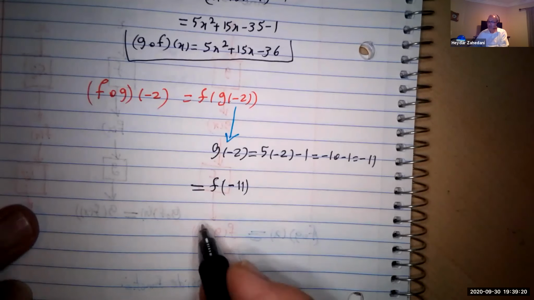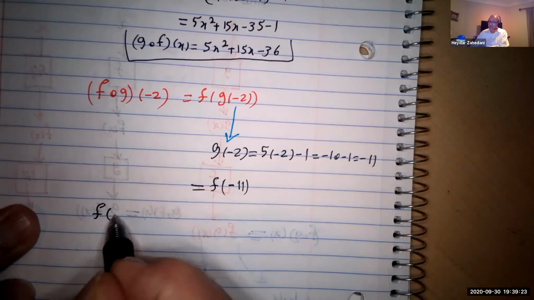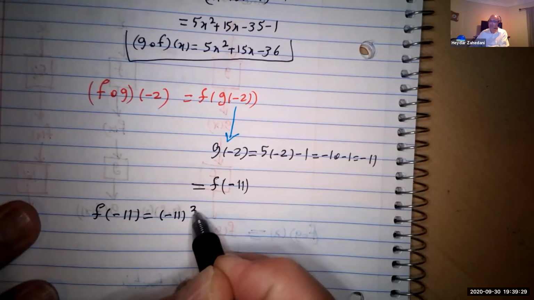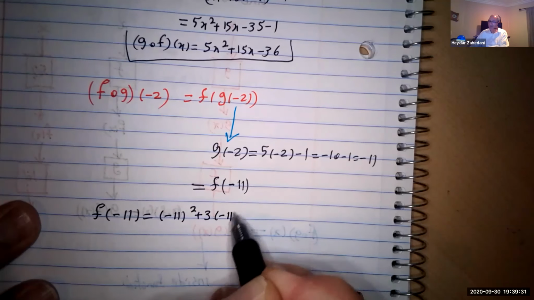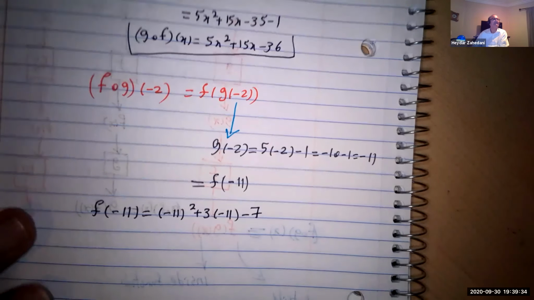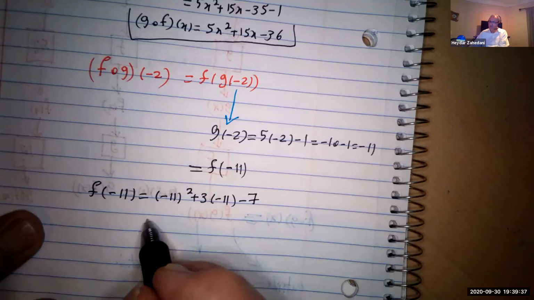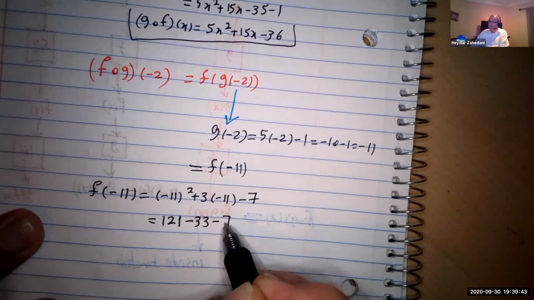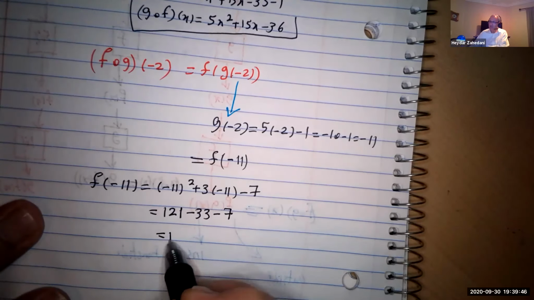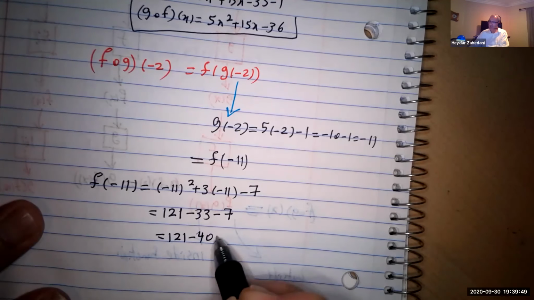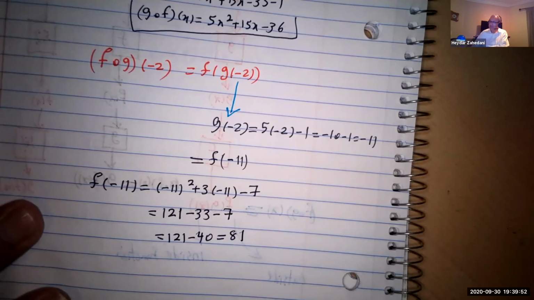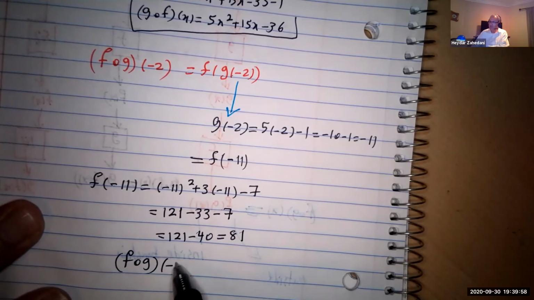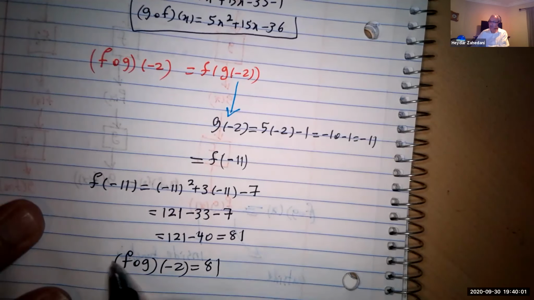Substitute. So f of negative 11, go to the f function, is going to be negative 11 squared plus 3 times negative 11 minus 7. Negative 11 squared is going to be 121. This is going to be minus 33, and this is going to be minus 7. So that gives me 121 minus 40, and the result would be 81. So f of g of negative 2 is equal to 81. And then you're done.